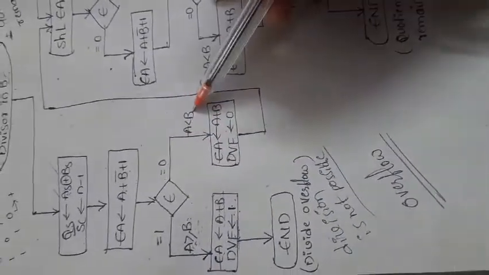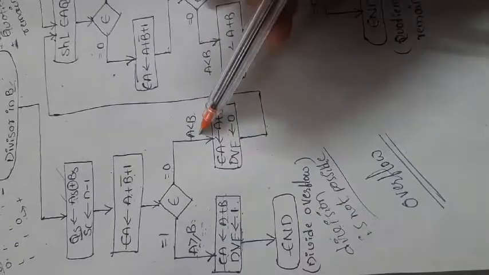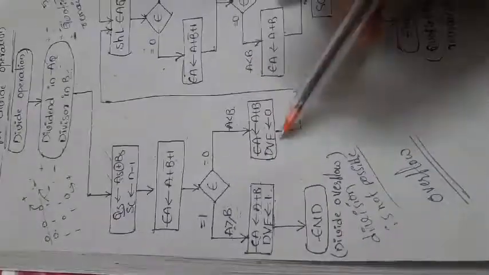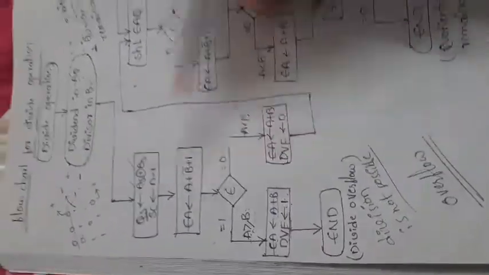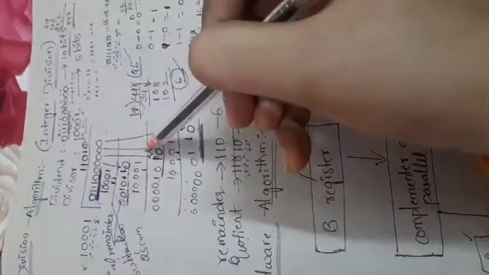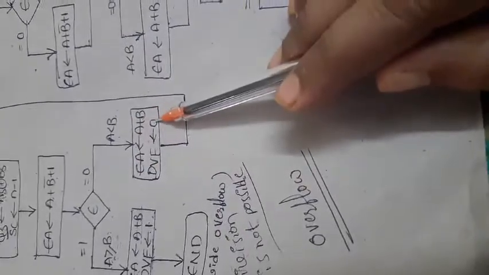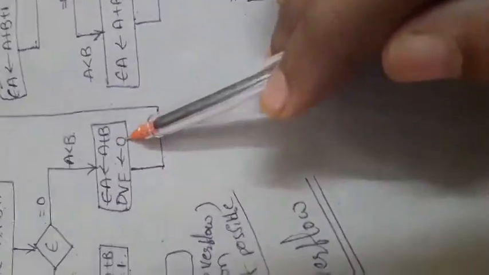If the E value is 0, what happens? The dividend is lesser than the divisor number. Whenever the dividend is lesser than the divisor, overflow will not be there. If this number is lesser than this number, we can take one more number from the dividend. In that case division is possible, so the overflow value will be 0. Then we can perform the addition operation.